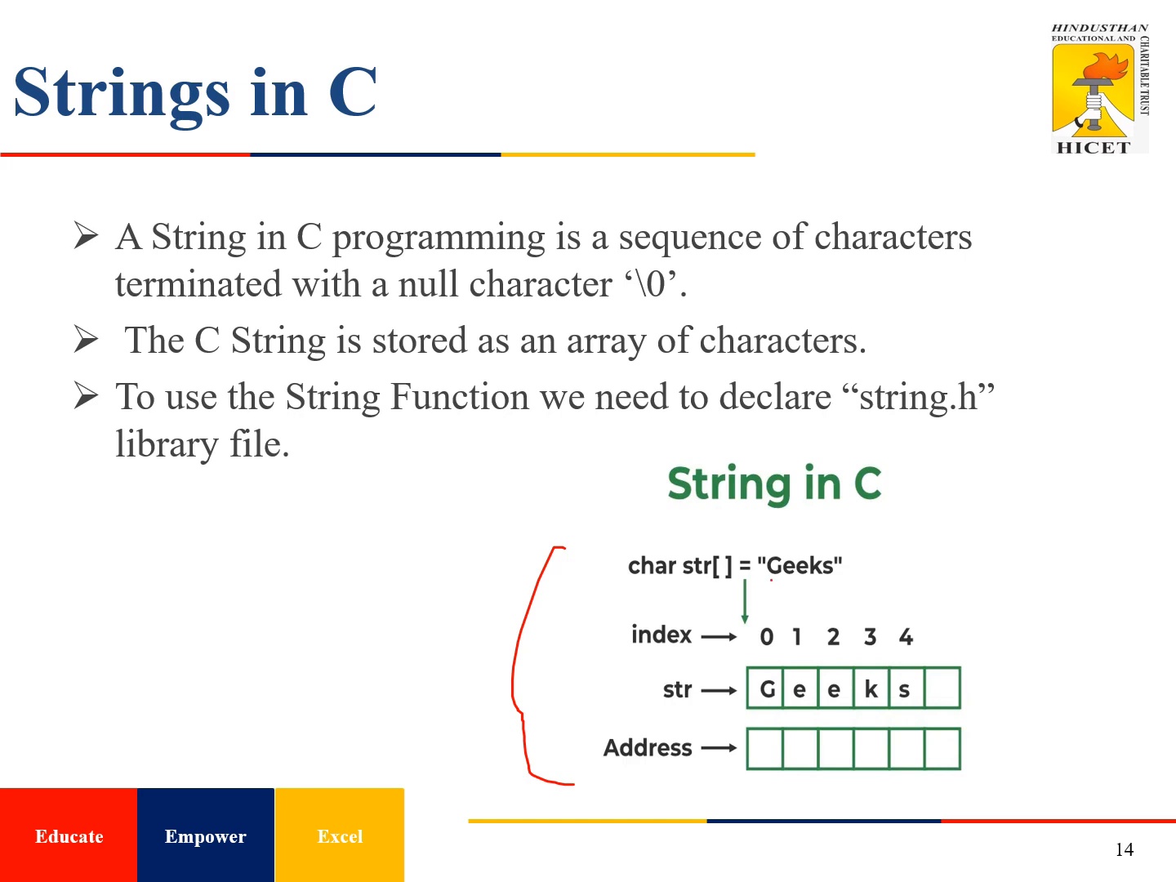Why? Because I have GEEKS, right? 5 letters are there, so I need 5 indexed memory locations, 0 to 4. The data stored at index 0 is G, at index 1 it enters E, at index 2 it enters E again, at index 3 it enters K, and at index 4 it enters S. And it may also assign an address space to that string.